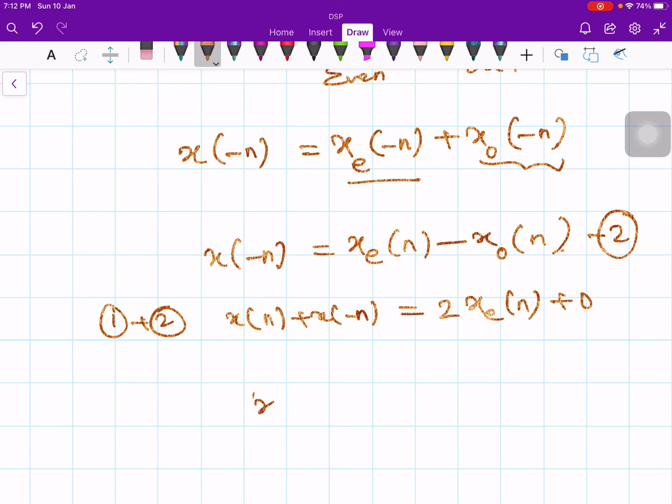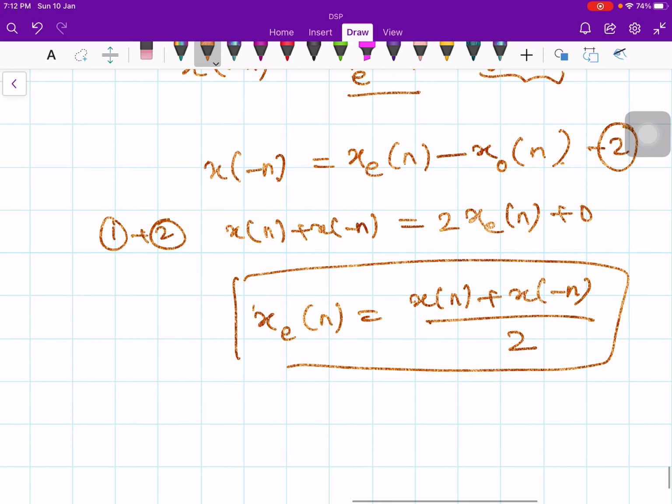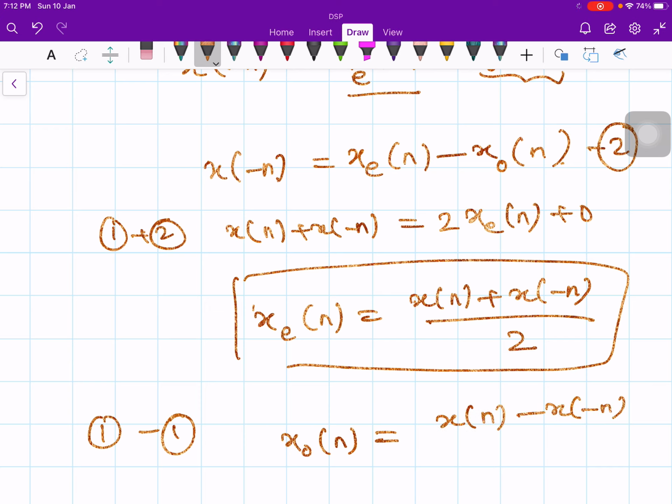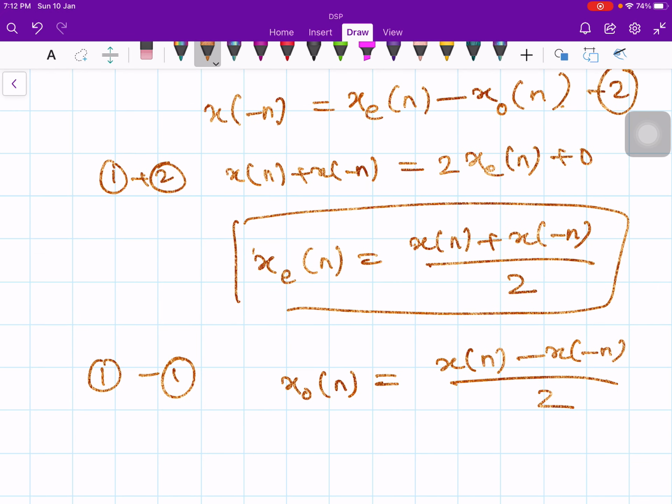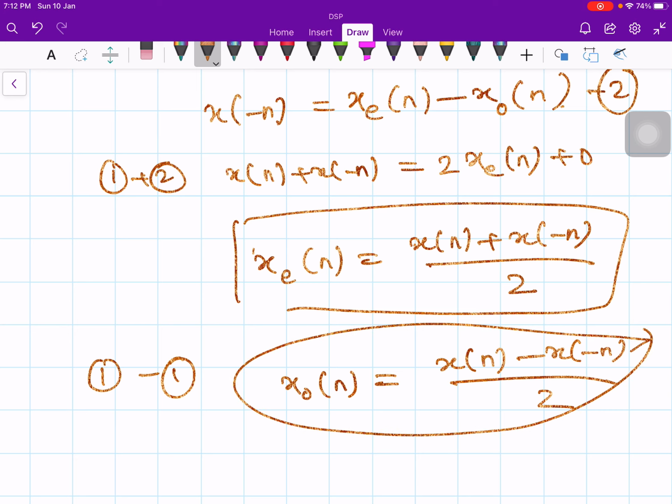Therefore from this, x suffix e of n is equal to x of n plus x of minus n divided by 2. Similarly, you do the same algebra, but now you subtract 2 from 1, then you will get the odd part of n. So this odd part, I will directly write down the result, which is x of n minus x of minus n divided by 2. In a similar manner the odd part is given by this formula. It's very simple to derive.